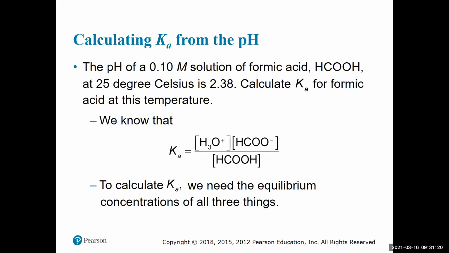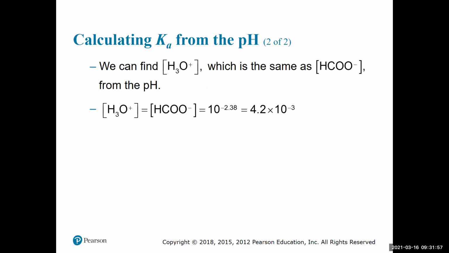The reaction would be the formic acid, HCOOH, plus water going to H3O plus and the formate anion. The water, once again, is a pure liquid, so it's a 1. So our equilibrium expression is the hydrogen ion concentration times the formate ion concentration divided by the formic acid concentration. To calculate Ka, we need the equilibrium concentrations. So what do you think we're going to do next? Hopefully in your mind, you're saying we're going to set up that table, which we'll do in a moment.